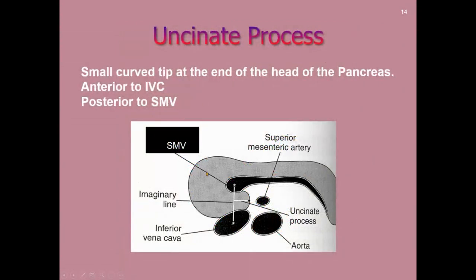Then we have that uncinate process, which is the little piece that wraps around that SMV. These vary in size on everybody. It's anterior to the IVC, which we said the head was as well. Okay. And just where, like we said, this IVC can sit over here, here, here, just different locations. And the uncinate is posterior to your SMV. Posterior.